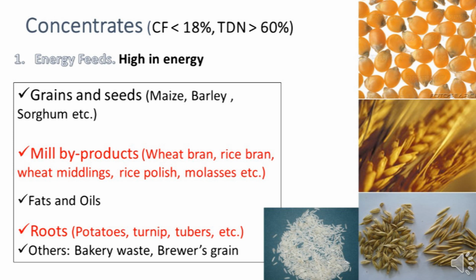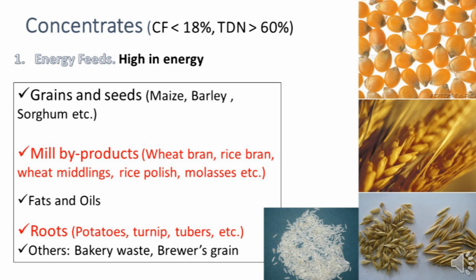The third under this is fat and oils. Fat and oils are commonly used in animal diet to increase the energy content of the diet. The reason being, fat contains more energy as compared to carbohydrate. It contains 9 calories as compared to 4 calories. So 2.25 times more energy is available from fat as compared to the grains or starch, carbohydrates, you can say.